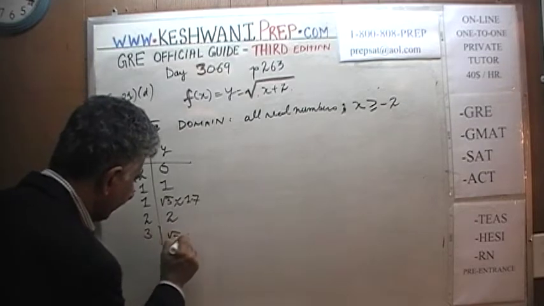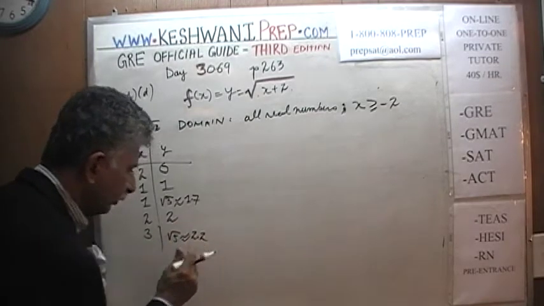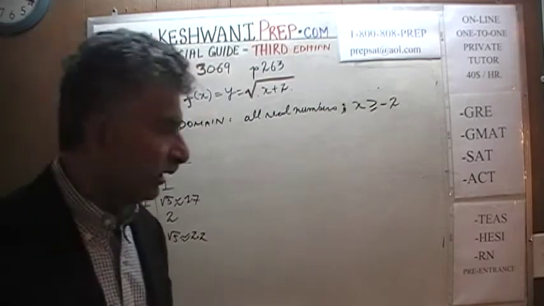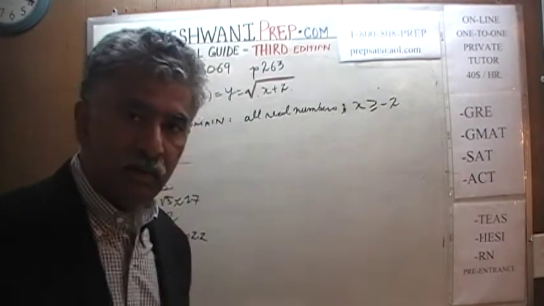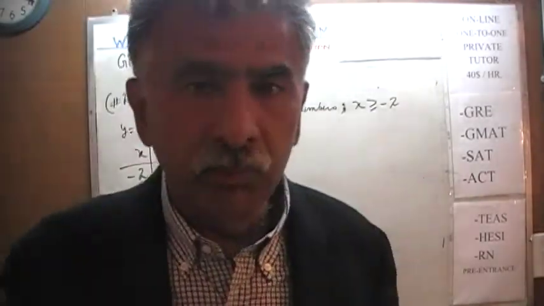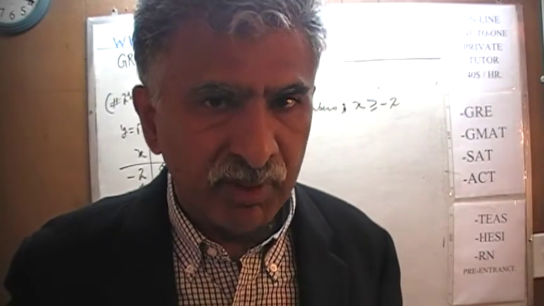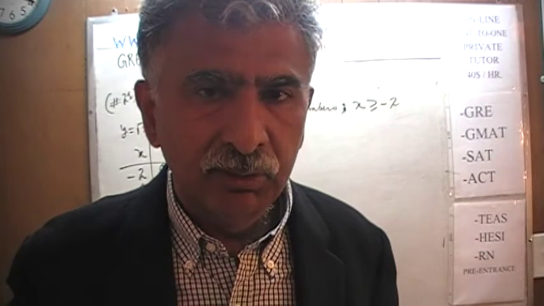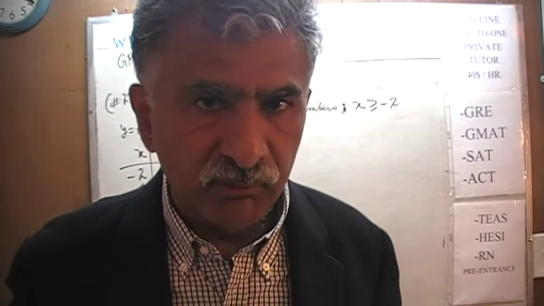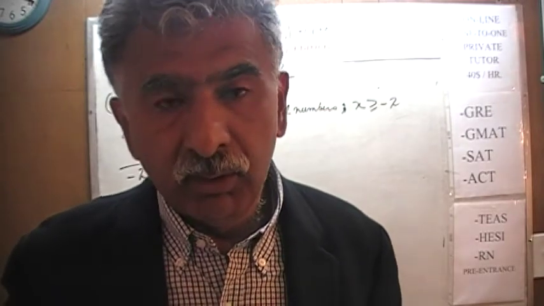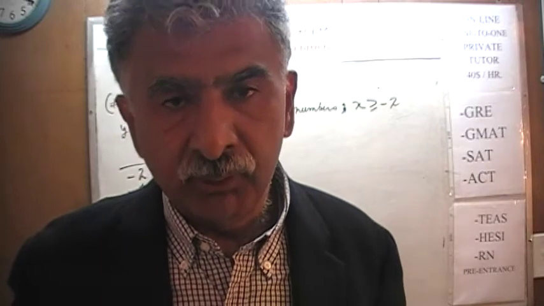Square root of 5 is approximately 2.2. And one more time, even though I have talked about it many, many times, I'm going to remind you: when we talk about square root of 2, square root of 3, and square root of 5, the approximate values of these quantities, and all the other squares, you must know the squares by heart, 1 through 20.